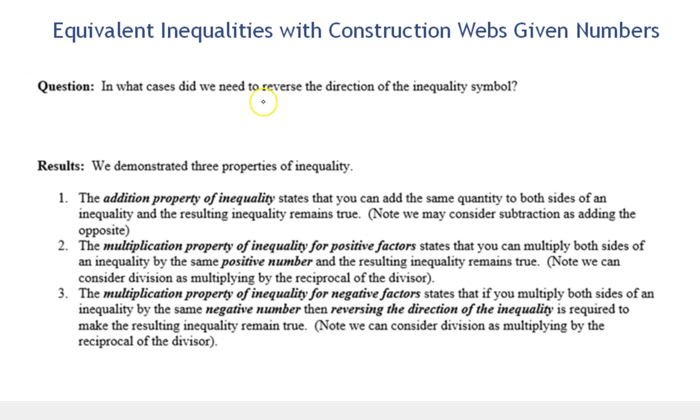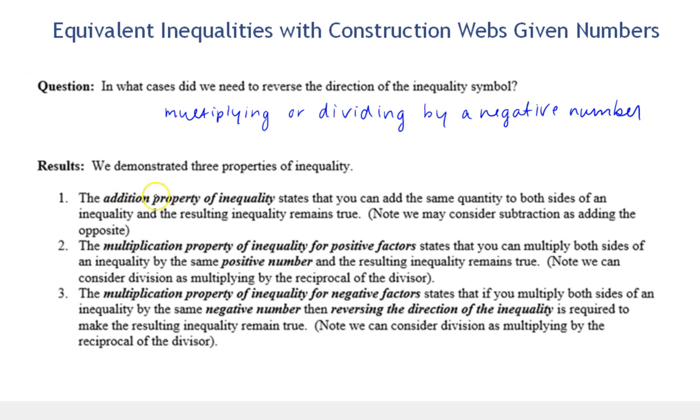in what cases did we need to reverse the direction of the inequality symbol? And it was multiplying or dividing by a negative number. In every other case, the initial direction stayed the same. So this leads to our properties.